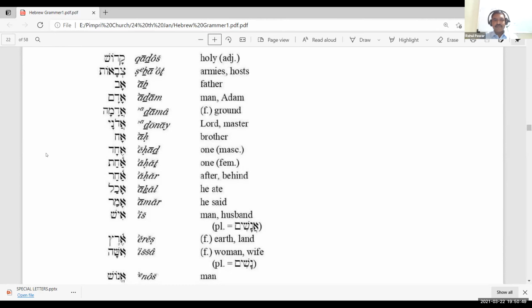Then Echad. Echad means one. It is masculine. Then Achat. Achat also means one, but it is feminine. Then Achar. Achar means after or behind. Then Achal. Achal means he ate.